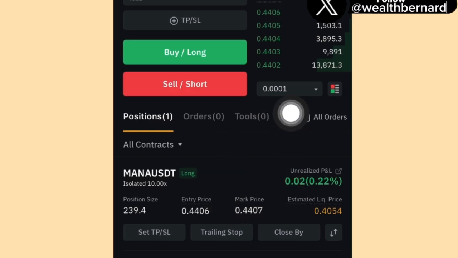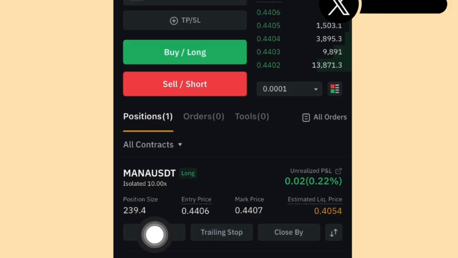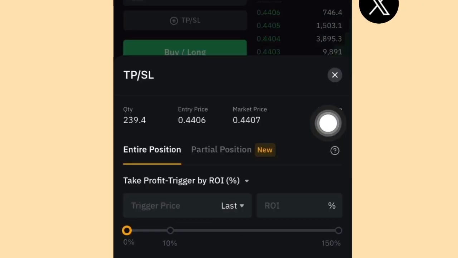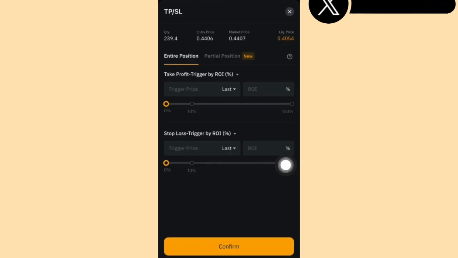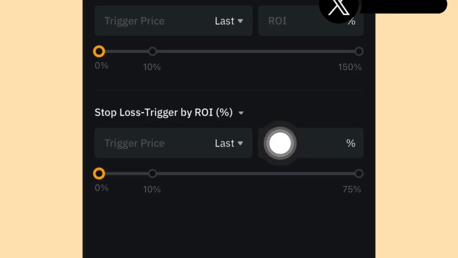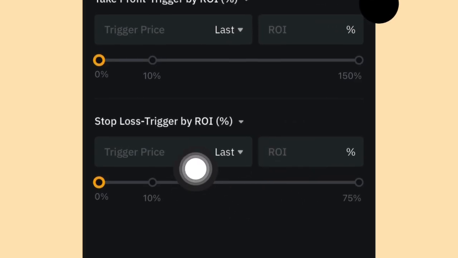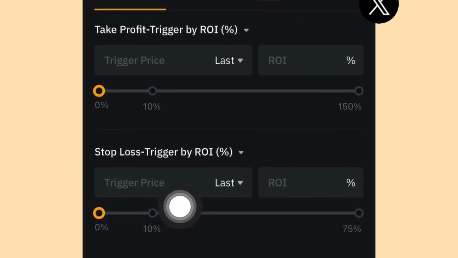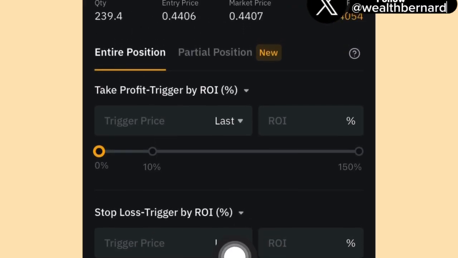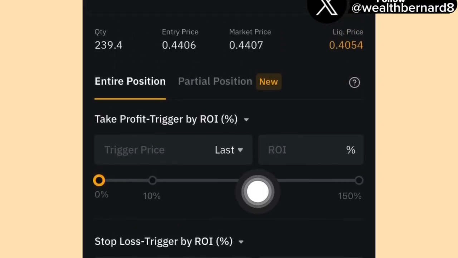To set your take profit and stop loss, you just come right here, you're seeing Set TP/SL, click on it. When you click on it, you want to go ahead and set take profit as well as stop loss. When you set a stop loss, you're telling the market that when the market goes against me to a certain level, you should close the trade and not lose all my money. And the take profit is how much you actually want to make.